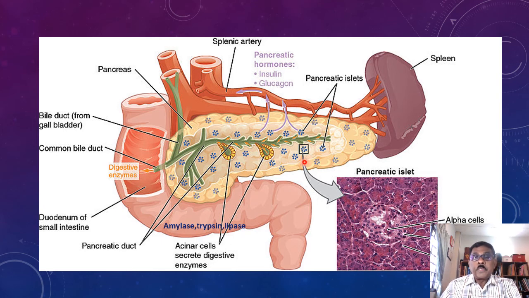The other component, which is the lesser component, is known as the islet of Langerhans. This is shown in this area here. It consists of two types of cells, alpha cells and beta cells. The alpha cells secrete glucagon, which increases the blood sugar, and the beta cells secrete insulin, which decreases the blood sugar. So these two are very important endocrine glands in this pancreas.